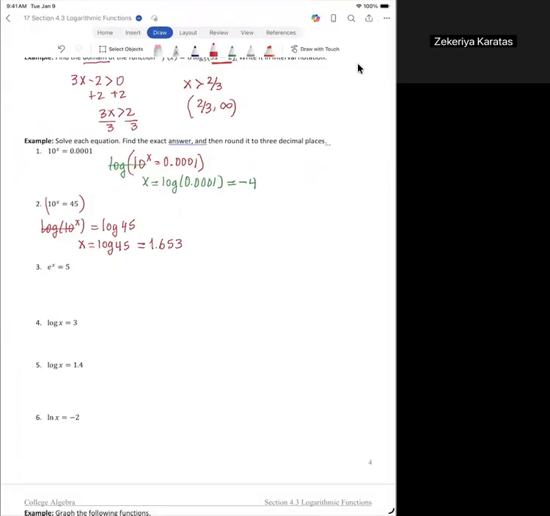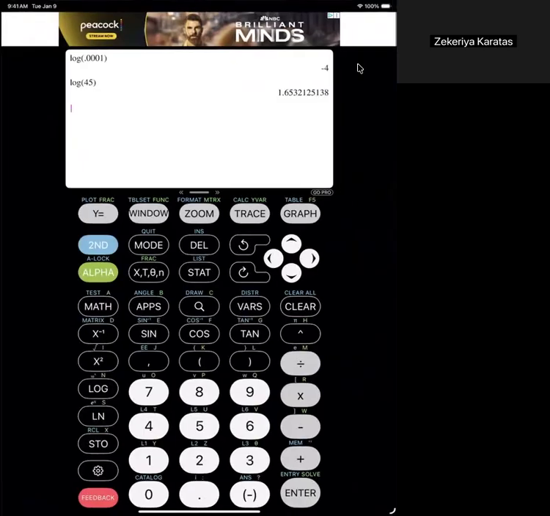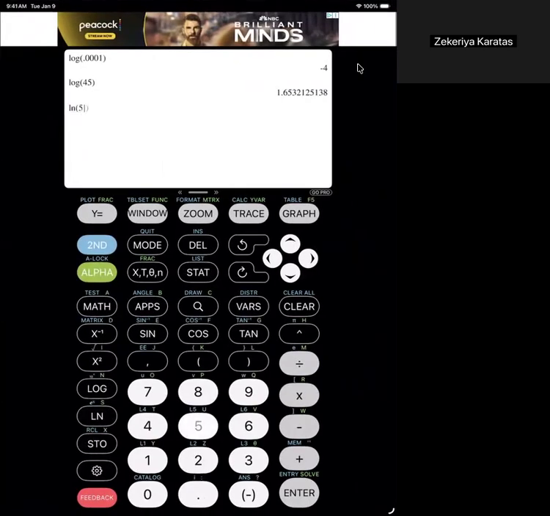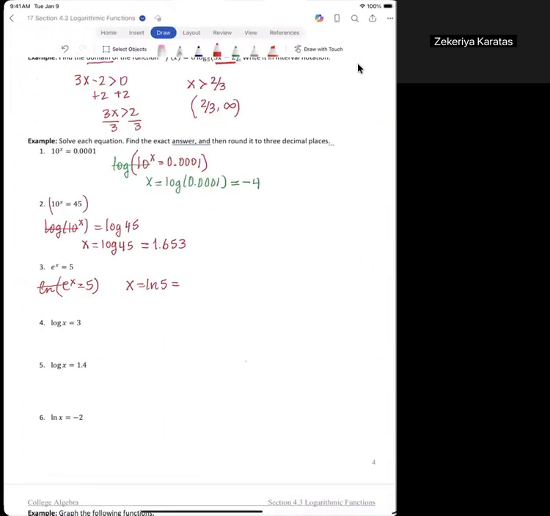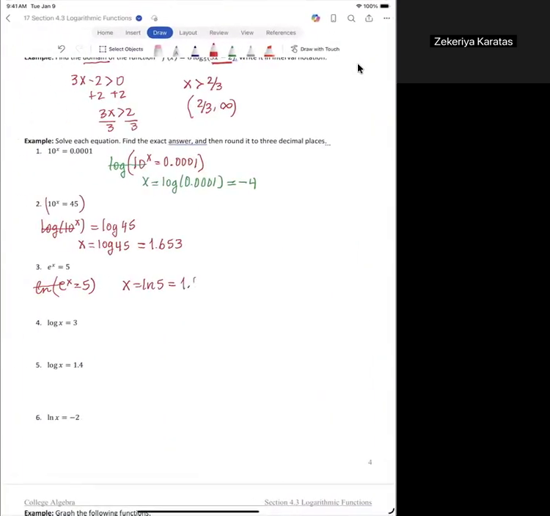And then here you're going to be applying ln. So e to the x equals 5. Apply ln to both sides. These two will cancel, and I get x equals ln 5. Let's find ln 5 over here. If I look at ln 5, close parentheses, I get 1.609. So this is when you have the base given, the exponential expression given, and you want to cancel that base and get the exponent by itself.